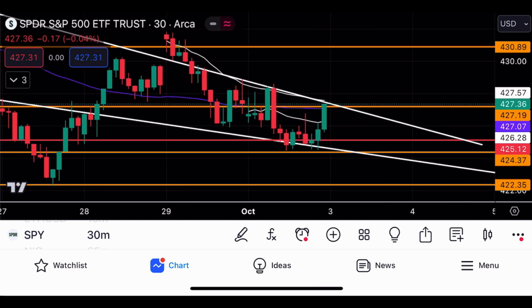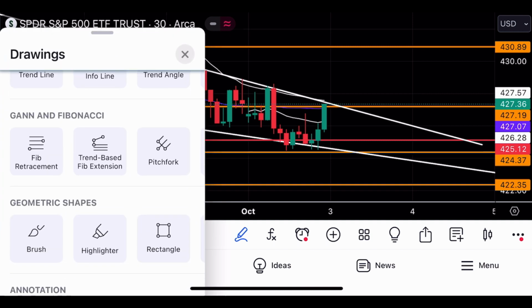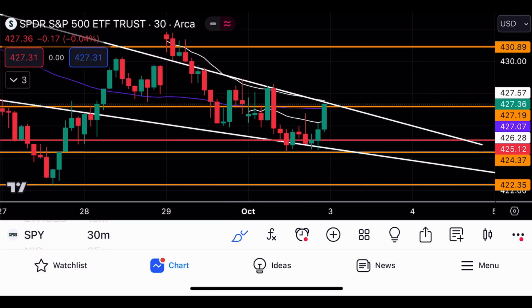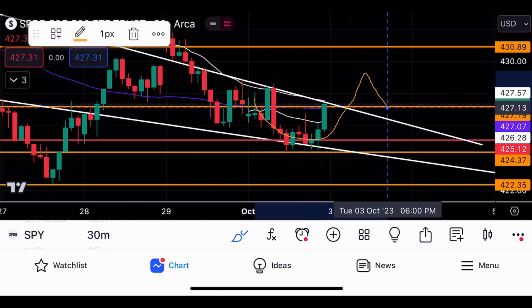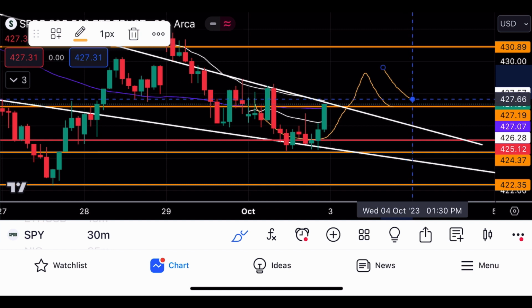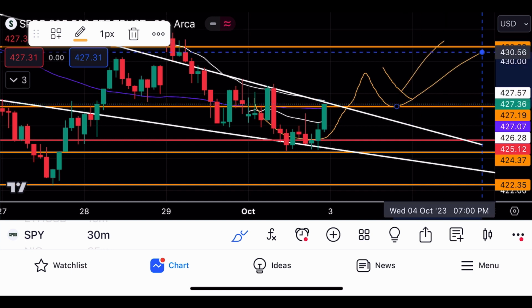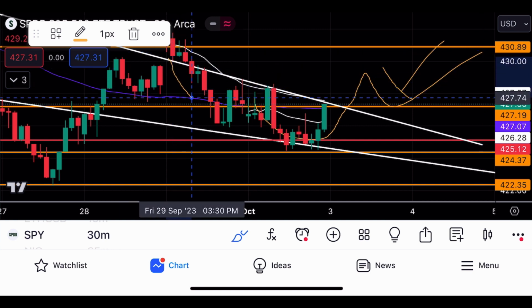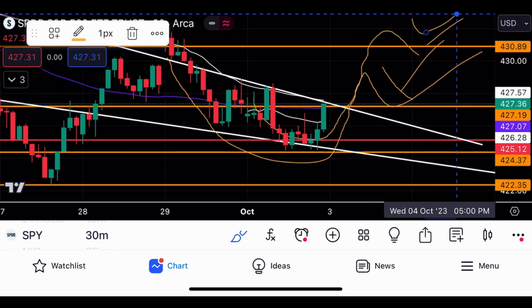So for buyers, what I'll be looking for is, I want to see us break the trend line, then go to our 427.20 area. I want to see us bounce. And if we bounce, that's when our cup and handle will be complete and we could shoot up to that 430.90 area, completing our bigger cup and handle.